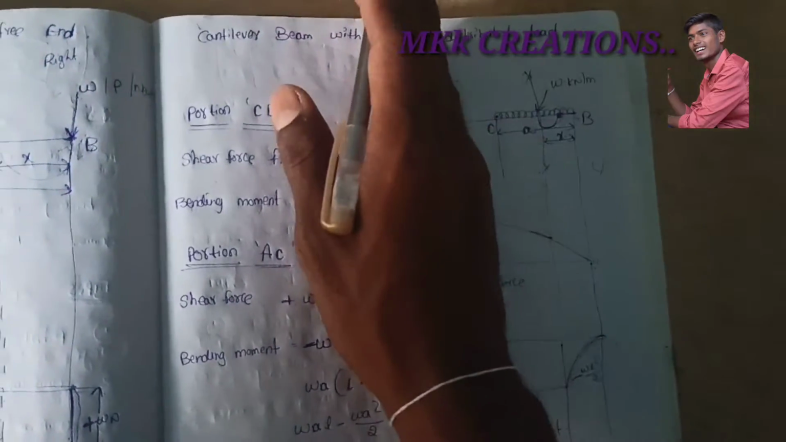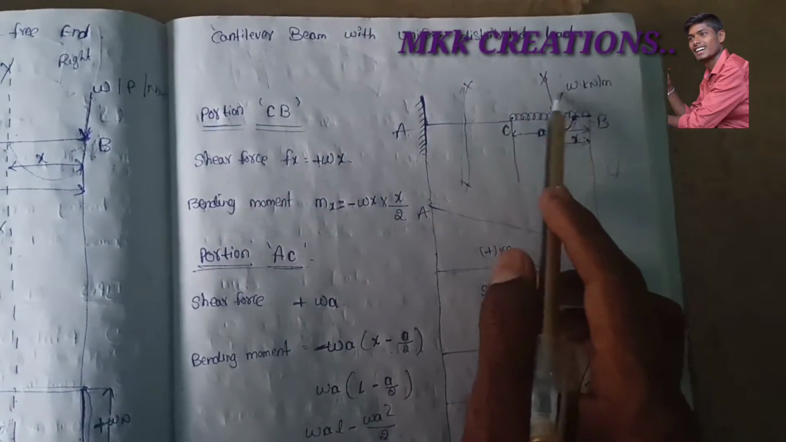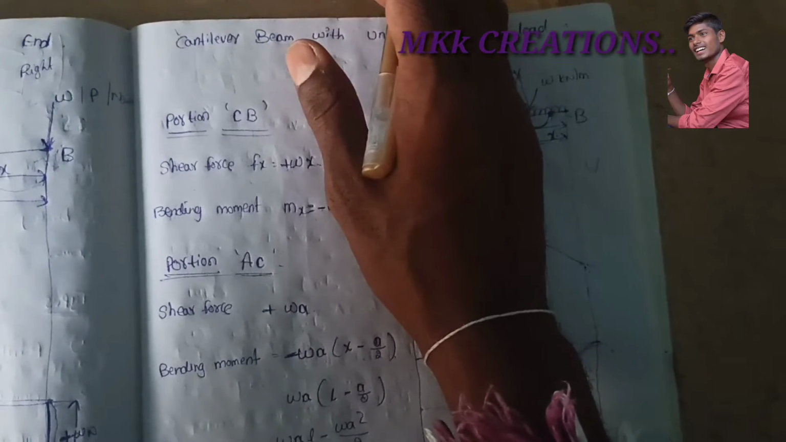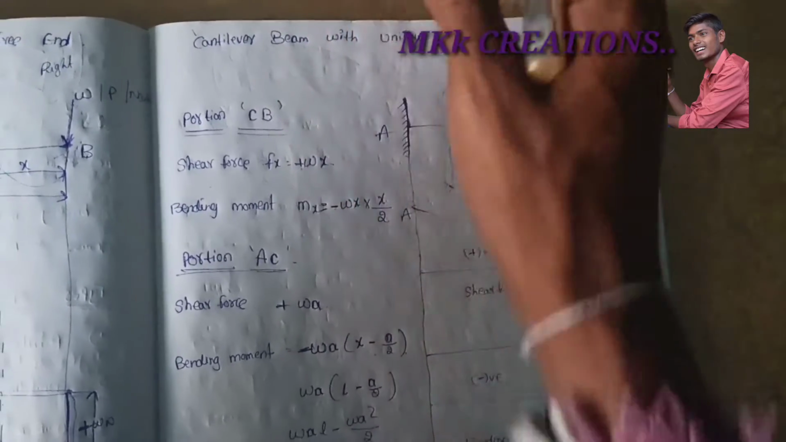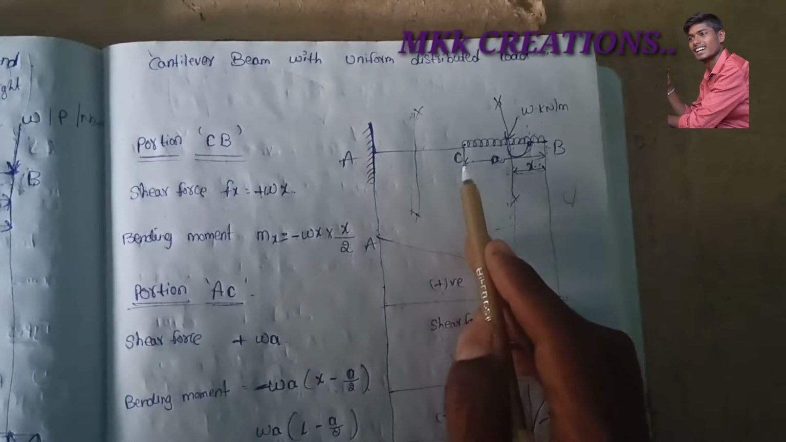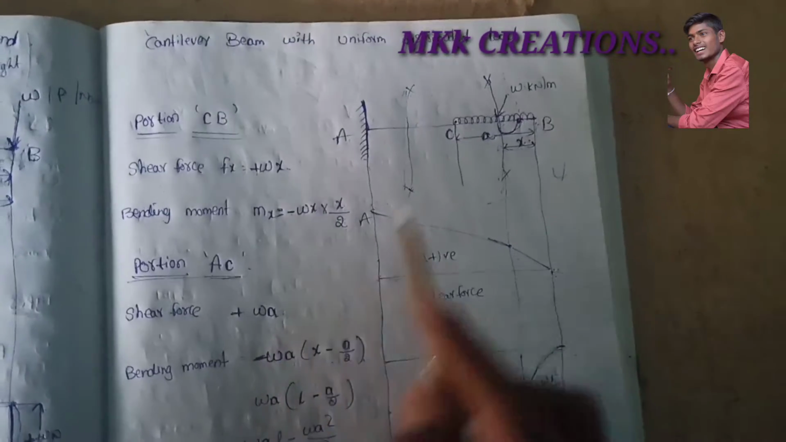See here, what is on the right hand side? So this entire portion we are seeing. Before the CB portion we are considering, at that time only we are seeing it. For that, the load here is W, at how much distance? A is the distance of this. For that, plus WA is the shear force.